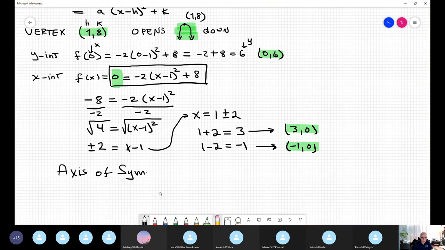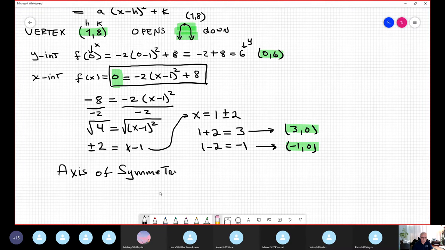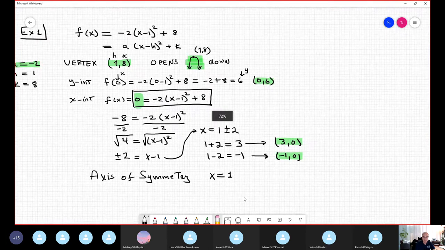The axial symmetry of this parabola is a vertical line. Any vertical line is x equals something, but I know the professor writes x equals h. Who is h in this example? h is 1. Okay, ready. Let's do the graph by hand.